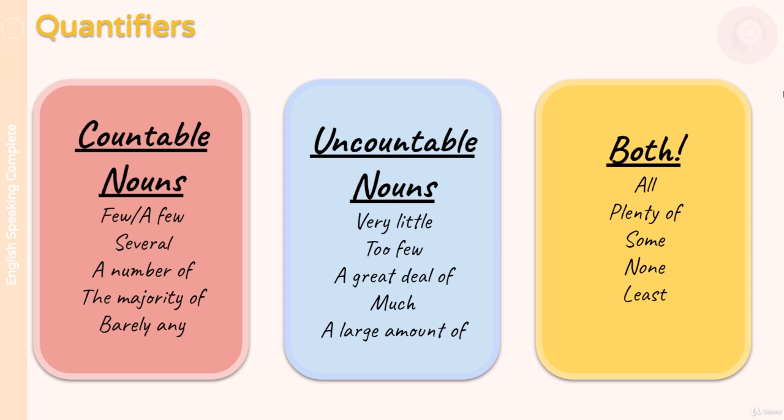So there's kind of three different brackets of quantifiers that we can use. And it's all dependent on the type of noun. Are they countable or uncountable? And also there's some quantifiers that we can use for any type of noun, depending on the situation, of course. So let's take a look at countable versus uncountable nouns.